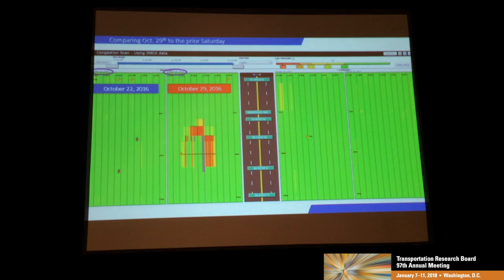You can look at it again on that congestion scan and compare it to a standard, or at least a previous Saturday in this case, the 22nd, and you can see that this congestion from this incident that lasted that long, again this is time across the top, is not normal for Saturday in that location.